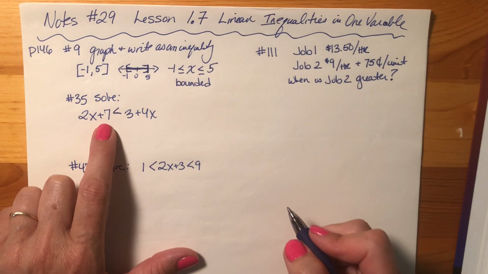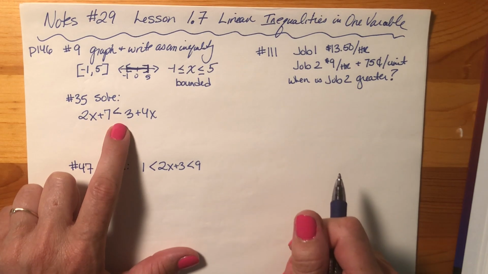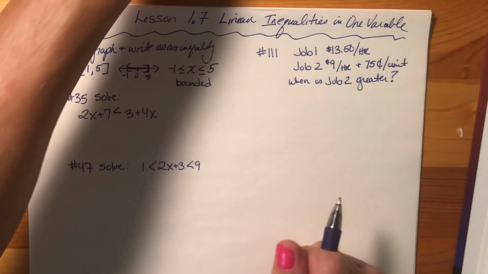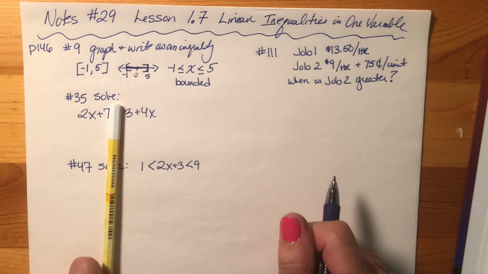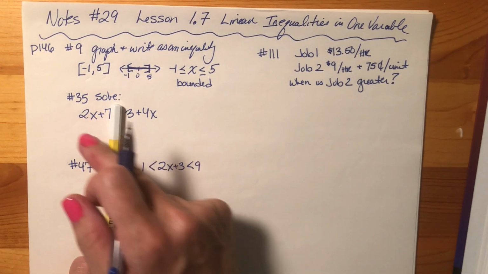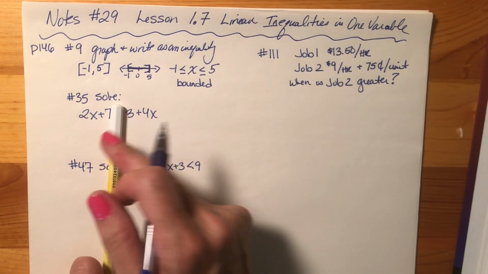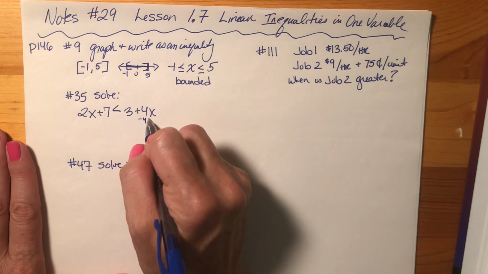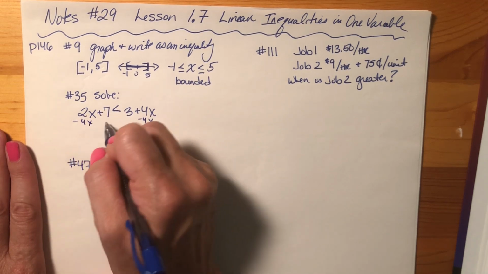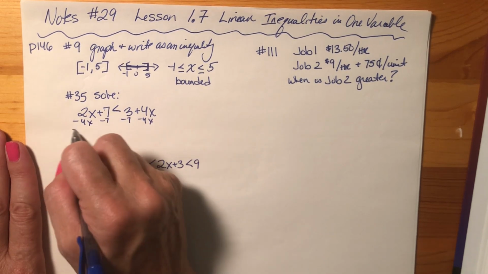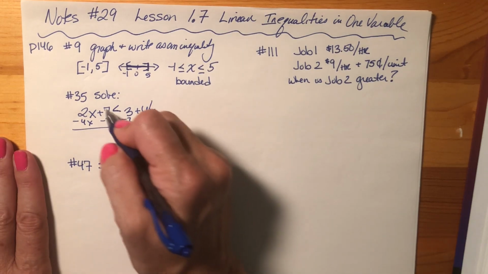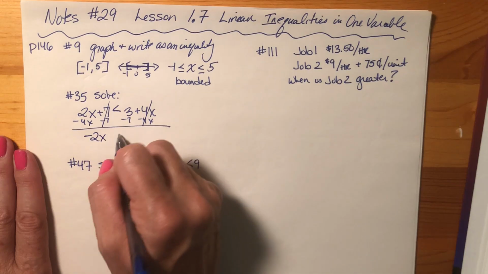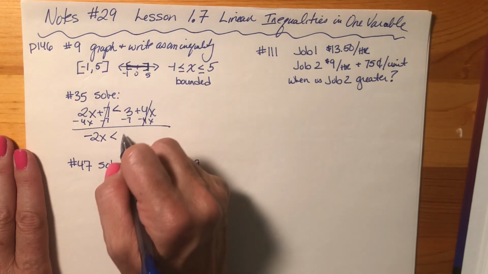Number 35, I want you to solve. I've got 2x plus 7, which is less than 3 plus 4x. So just like you would do if you were solving this and there was an equal sign in the middle, you would bring the 2x over or the 4x over. Personally, I'm going to break my rule and subtract 4x from both sides here just to show you and refresh your memories on what happens when you have a negative in that inequality. So we've got -2x is less than -4.